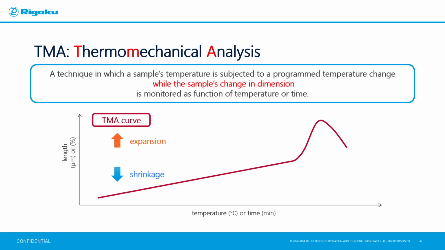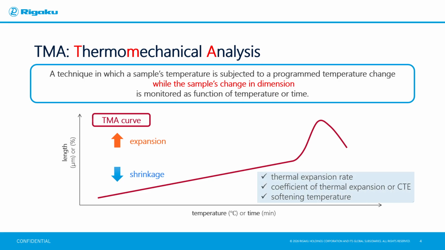When the TMA curve changes upward, it means expansion of the sample. Conversely, when the TMA curve changes downward, it means the sample is shrinking. TMA measurements can determine thermal properties, such as the thermal expansion rate and the coefficient of thermal expansion, CTE. Additionally, the softening temperature at which the sample softens can also be measured.